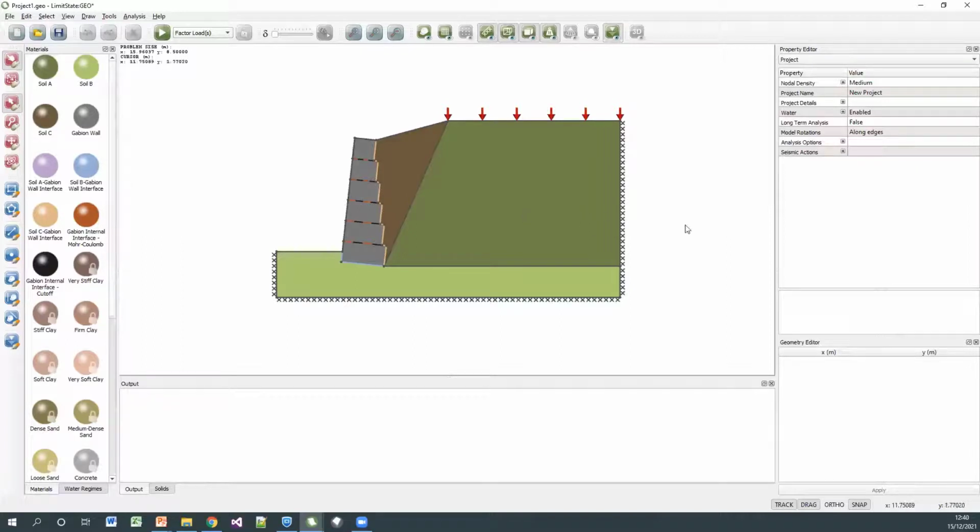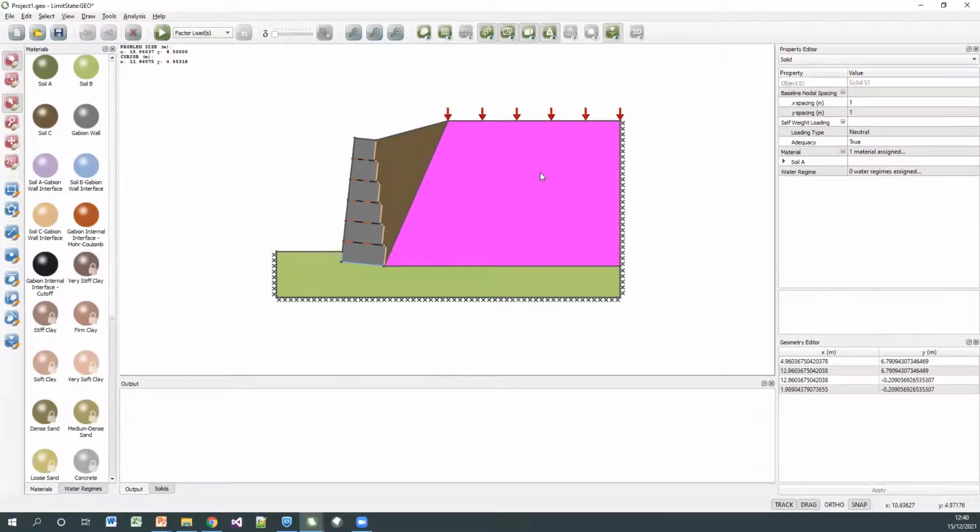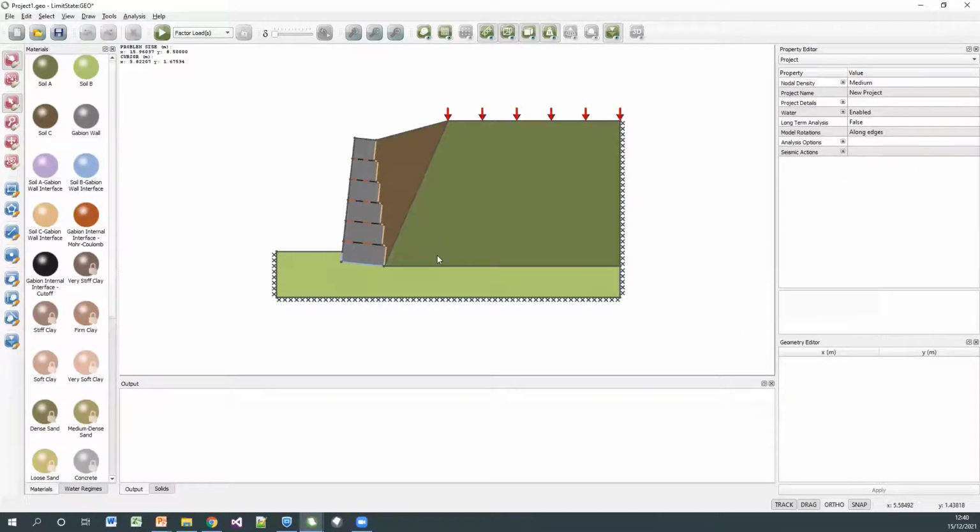Equally well, below the property editor, we have a geometry editor. So again, anything I click on here, the geometry of those blocks appears down there. And across the top, we have various buttons for controlling the display, but also for solving the problem.